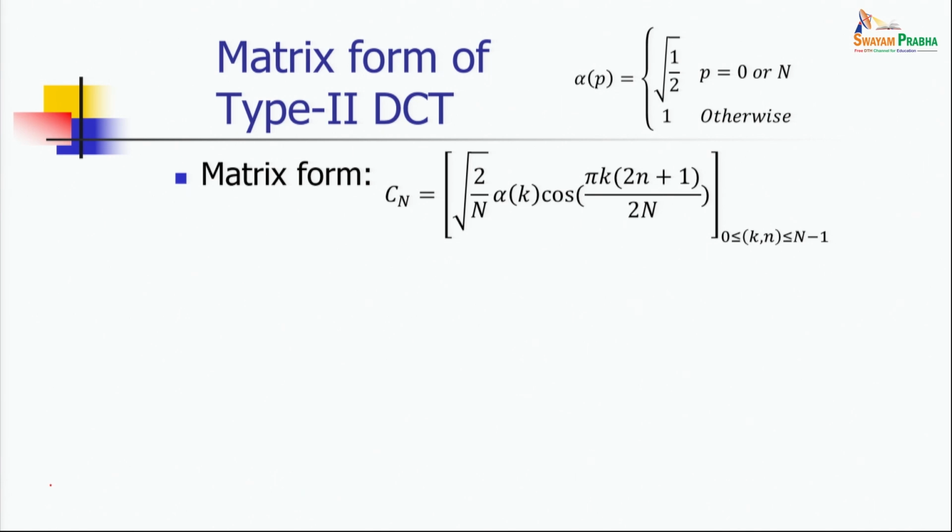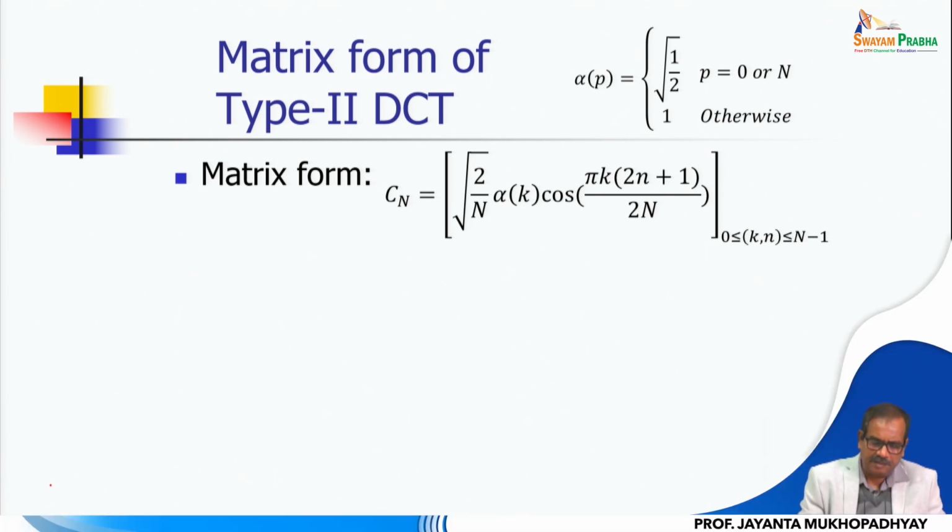You can find the transformation matrix of this type 2 discrete cosine transform, where let me once again explain how this transformation matrix is defined. So, this is an element of the transformation matrix. It is expressed in terms of its corresponding row index and column index. So, k is the row index and n is the column index. The values of row and column index vary from 0 to n minus 1, which means this is a matrix of dimension n cross n.